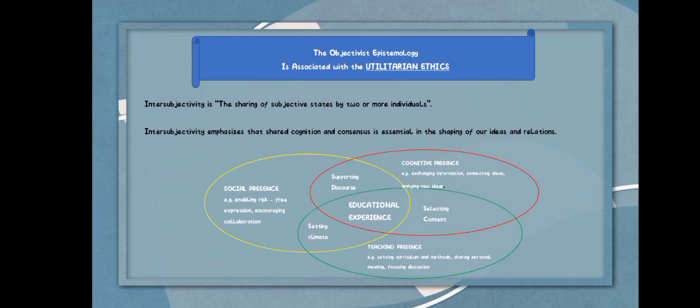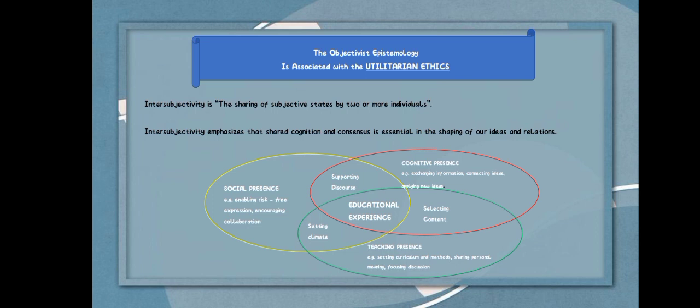Intersubjectivity is the sharing of subjective states by two or more individuals. Intersubjectivity emphasizes shared cognitions, and consensus is essential in the shaping of our ideas and relations. In social presence, examples are having free expression and encouraging collaboration. In cognitive presence, there is exchanging information, connecting ideas, applying new ideas. In teaching presence, examples are setting curriculum and methods, sharing personal meaning, and focusing discussion.